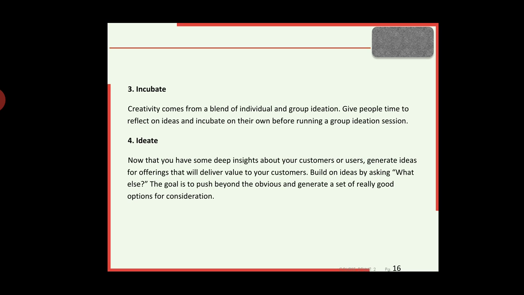Now that you have some deep insights about your customers or users, we want to generate ideas for an offering that will deliver value to your customer. Build on ideas by asking what else. The goal is to push beyond the obvious and generate a set of really good options for consideration. This is ideate.